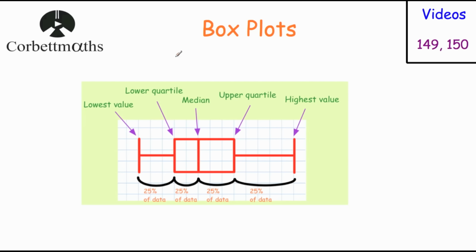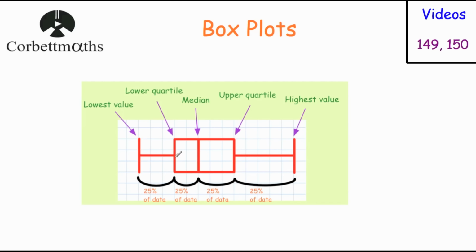So we've looked at cumulative frequency. Now cumulative frequency links into another topic called box plots, or sometimes you'll see them called box and whisker diagrams, but I tend to call them box plots, and that's video 149 and 150 in Corbettmaths. So this is a box plot, and a box plot has 5 vertical lines. We've got a line for the lowest value, a line for the lower quartile, a line for the median, a line for the upper quartile, and a line for the highest value.